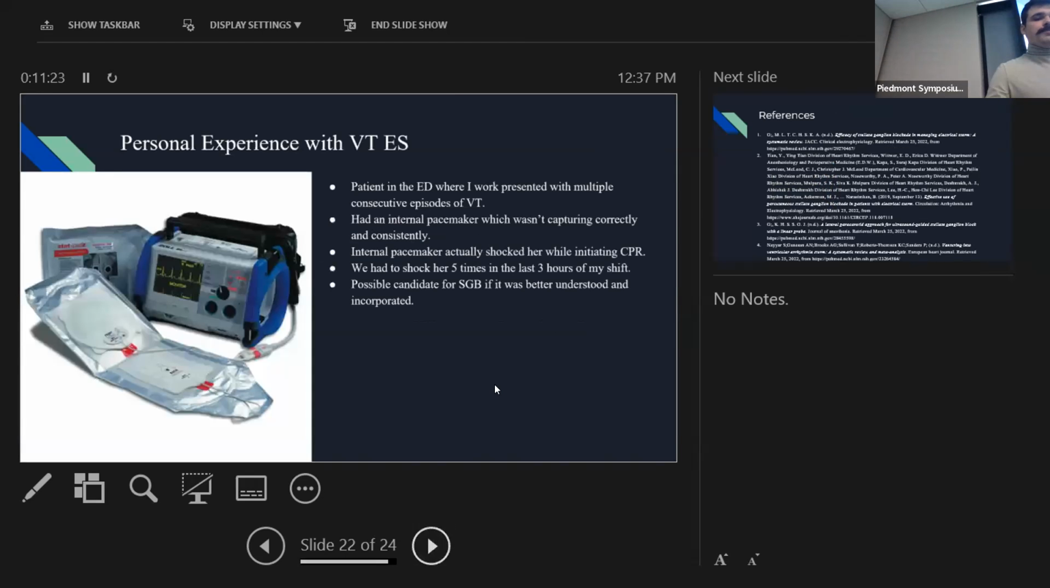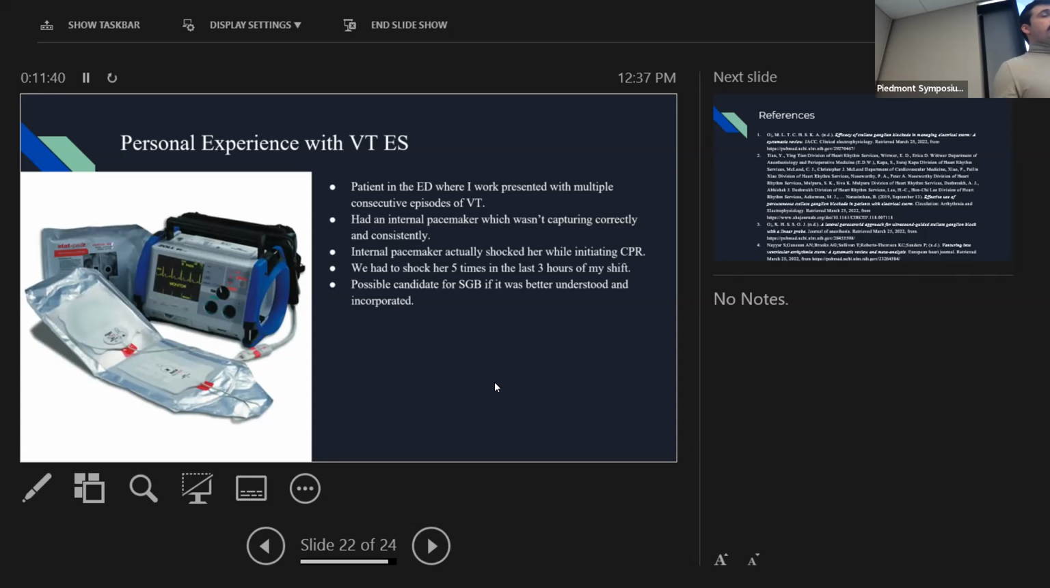For me personally, I'm interested and passionate about this. There was a patient in the emergency department that I work at who did have electrical storm. She had an internal defibrillator that wasn't firing correctly or consistently. And during her first episode with us, she didn't have a pulse.